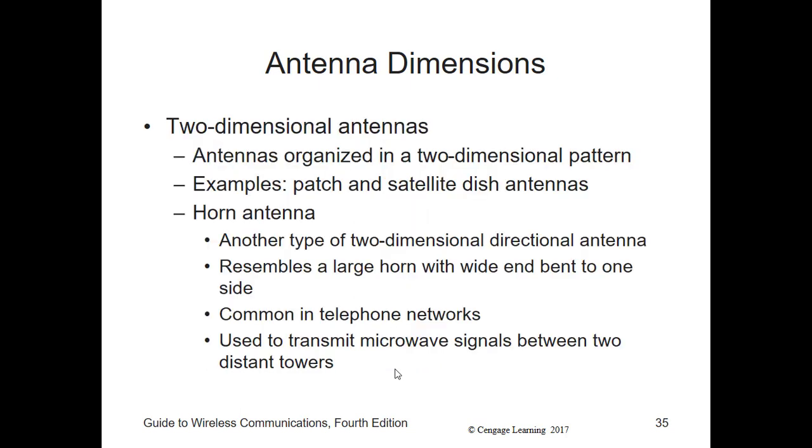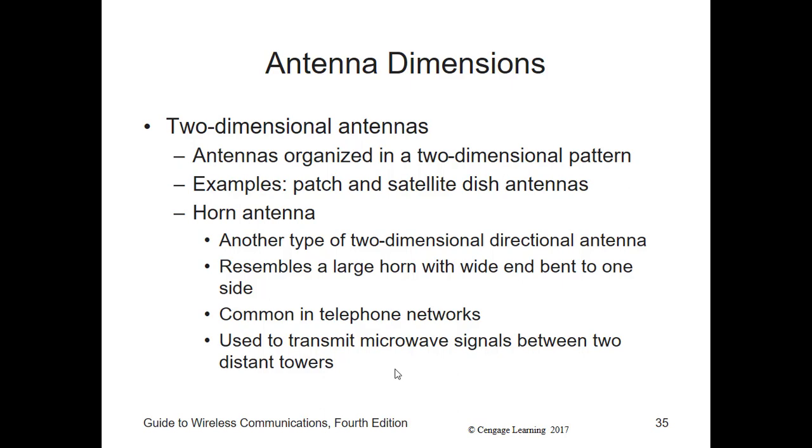We also have two-dimensional antennas that are organized in a two-dimensional pattern, with both height and width. These include patch and satellite dish antennas. A satellite dish works like a signal collector, scooping up any signal that comes in a straight line with the center axis of the antenna. A patch antenna is usually a flat piece of metal with different heights and widths depending on the desired vertical and horizontal radiation angles.